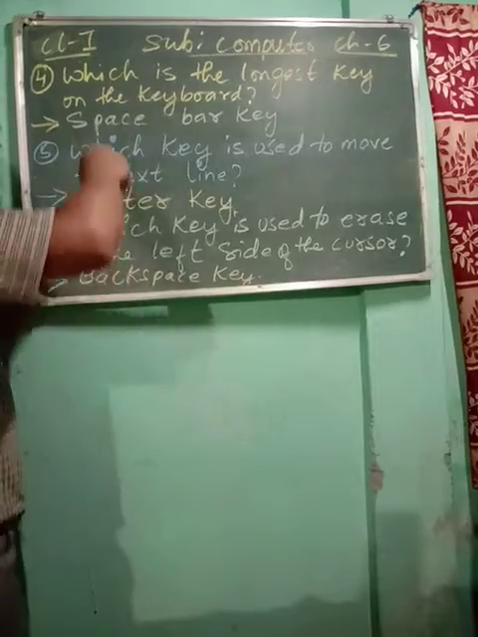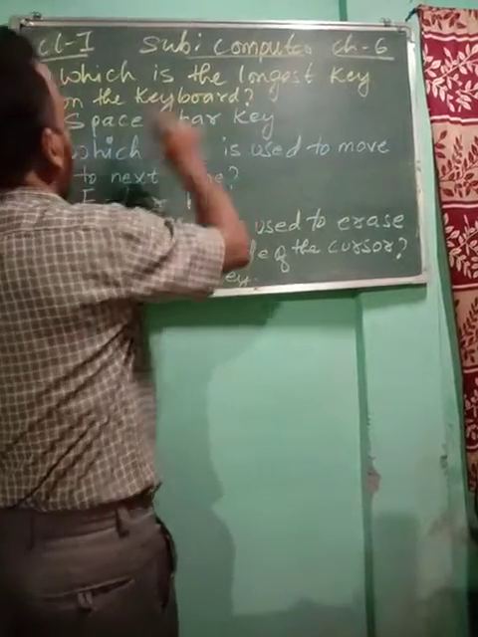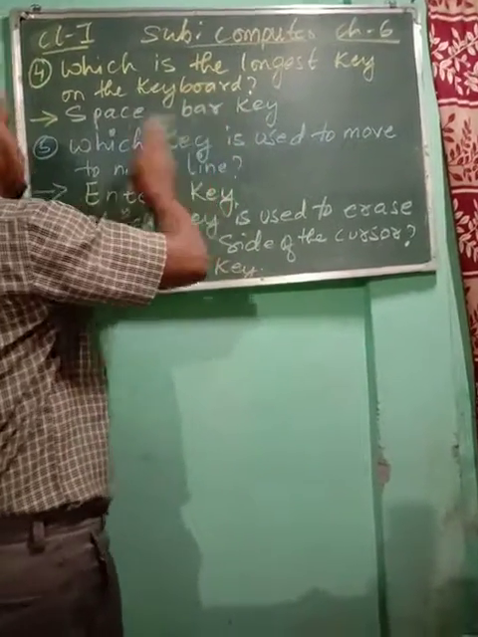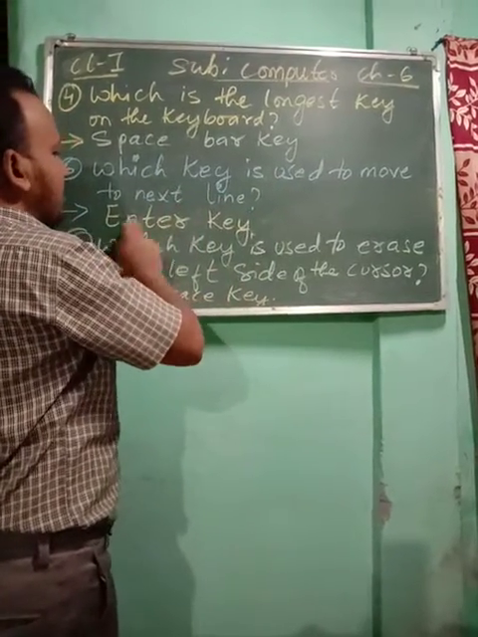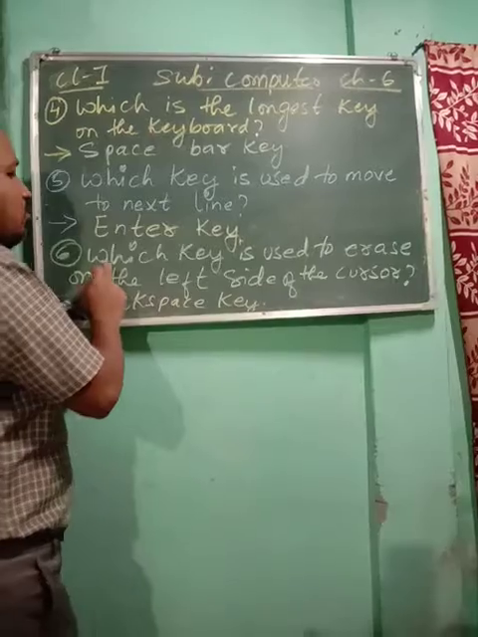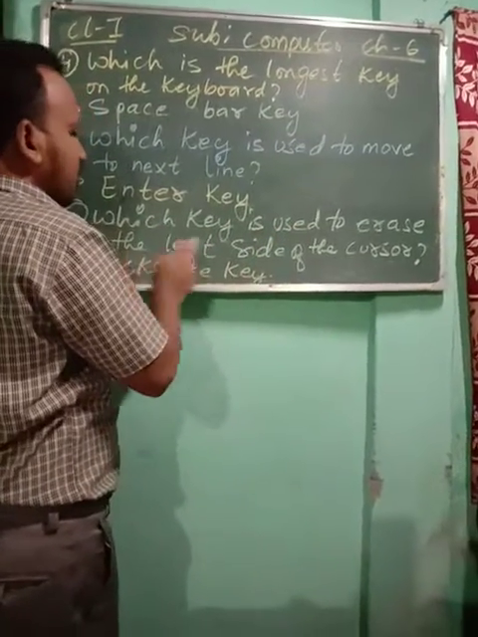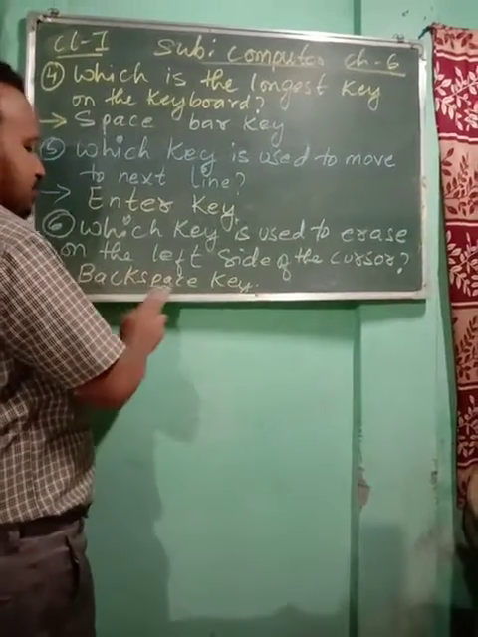Once more I am reading. Which is the longest key on the keyboard? Space bar key. Number 5, which key is used to move to the next line? Enter key. Number 6, which key is used to erase on the left side of the cursor? Backspace key.